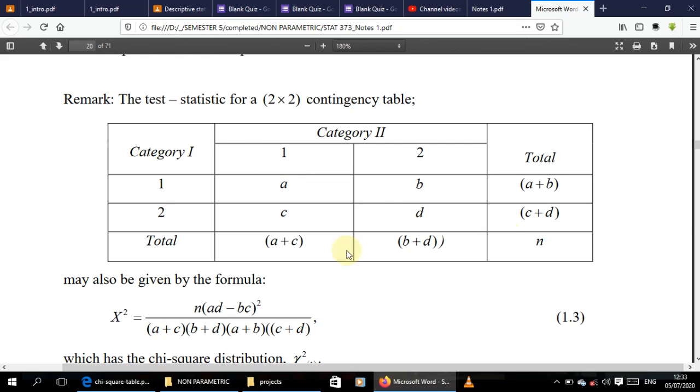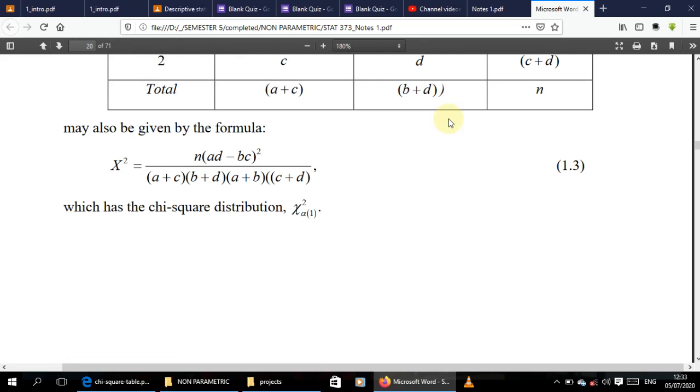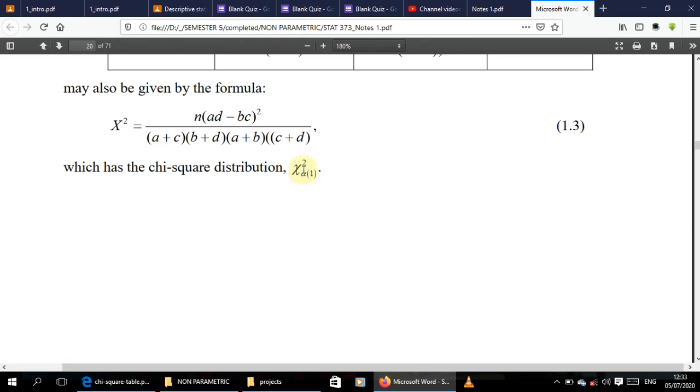Here the number of rows is 2, number of columns is 2, so degrees of freedom will be 1 times 1, because you are taking 1 from 2, multiplying the result. That is 2, that is 1. So that's how we're saying that the chi-square distribution has chi-square alpha, degrees of freedom of 1.